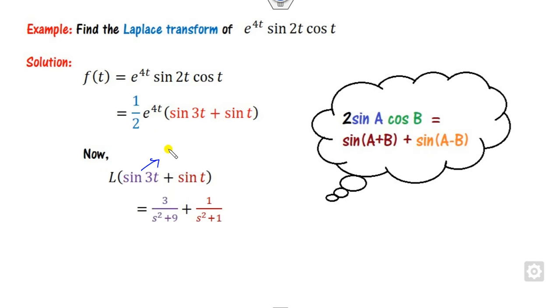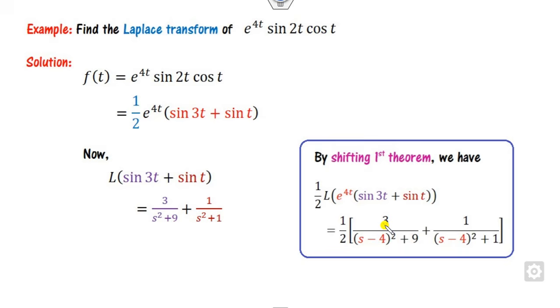So how can you find that? The Laplace of the sine is a upon s square plus a square. So this is 3 upon s square plus 9. This is 1, so 1 upon here. Now for this part, you have to simply replace s with s minus a, that is a 4. Half will be multiplied, simply replace s with s minus 4, and that is the required answer. So this is the way you can solve these first shifting theorem problems.